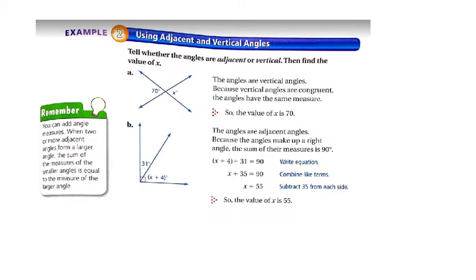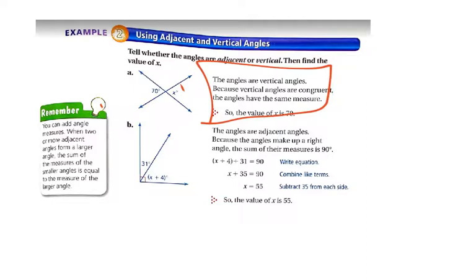So now they want us to say if it's adjacent or vertical and then find the value of x. I'm just going to look at A here. If you look, you have 70 degrees here, then you have x over here. These are going to be vertical angles because they're formed by 2 lines that are intersecting. If this one is 70 degrees, then this one has to be 70 degrees. That's what this is telling us over here. Okay, so they have the same measure.